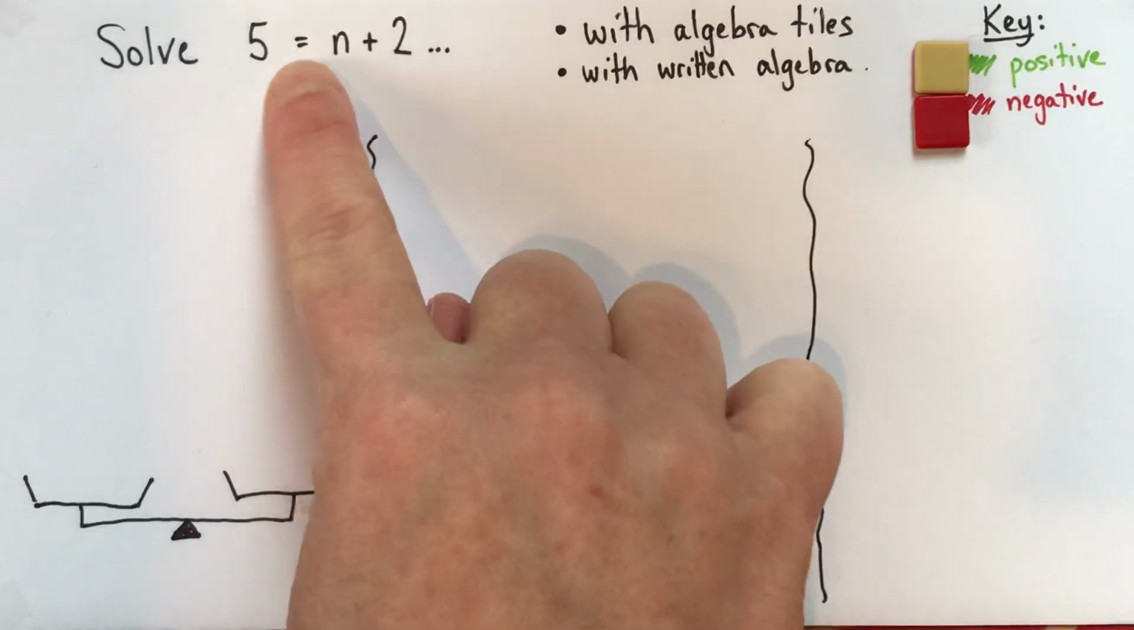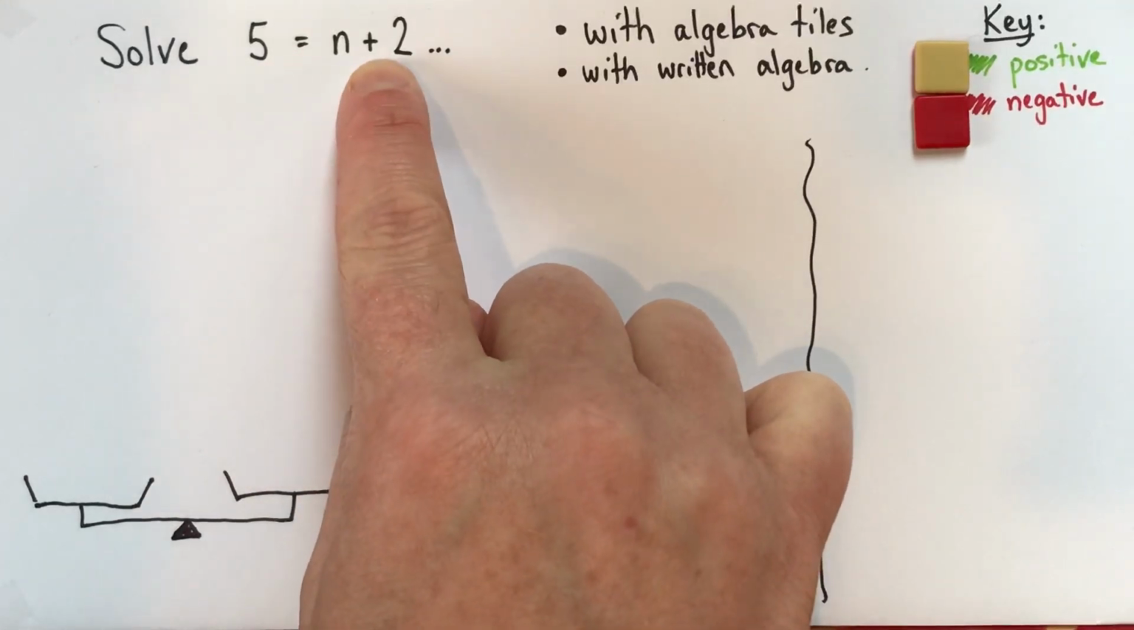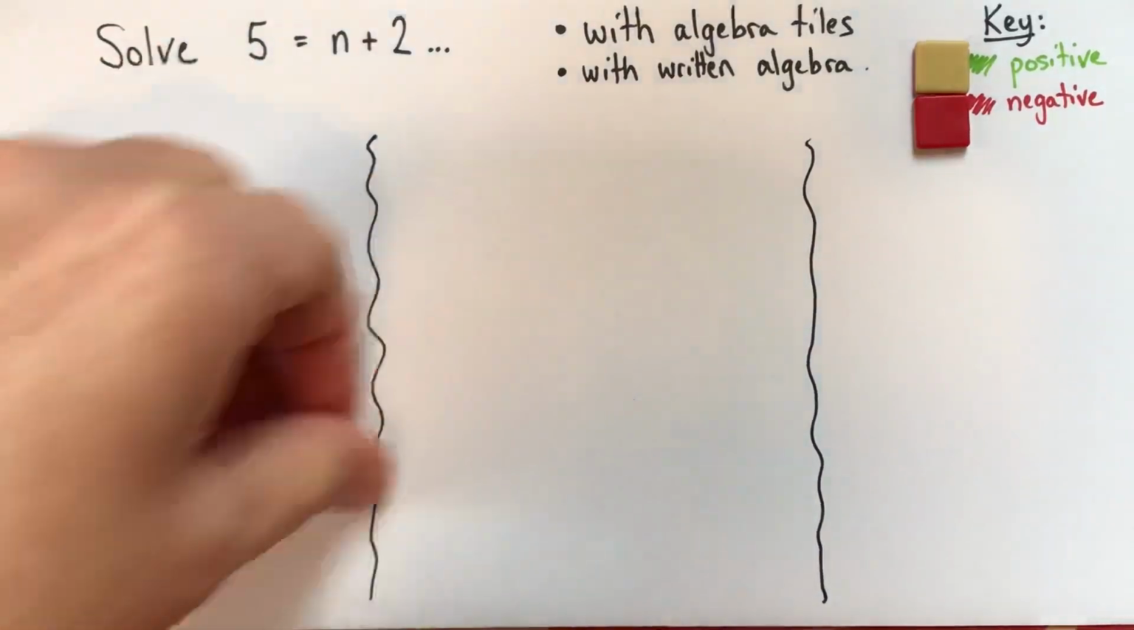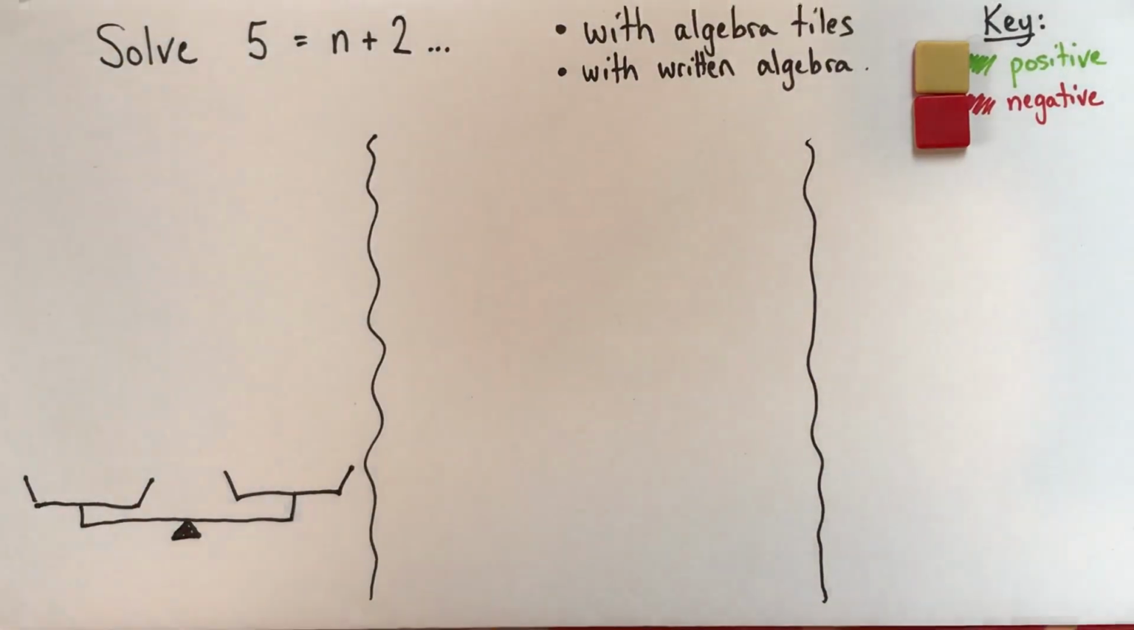Now in this case, actually everything we have is positive. But in lots of equations we'll have positives and negatives both, and we'll need to be clear about what we're doing. So to start off, we'll represent this with our algebra tiles. And I'll show you this one little change I'm going to make to how I sometimes do it.